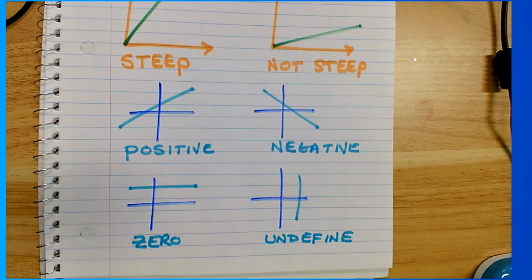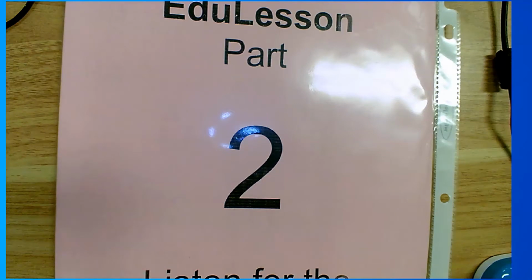The magical word is slope. The magical word to part 1 is slope. Part 2, the definition of slope.